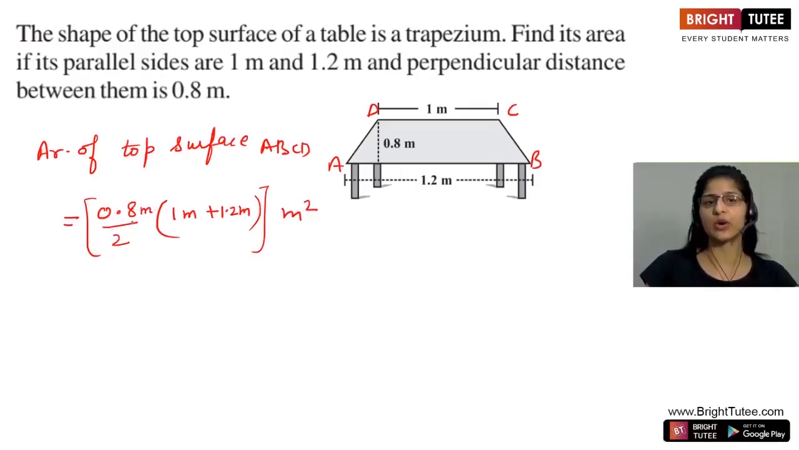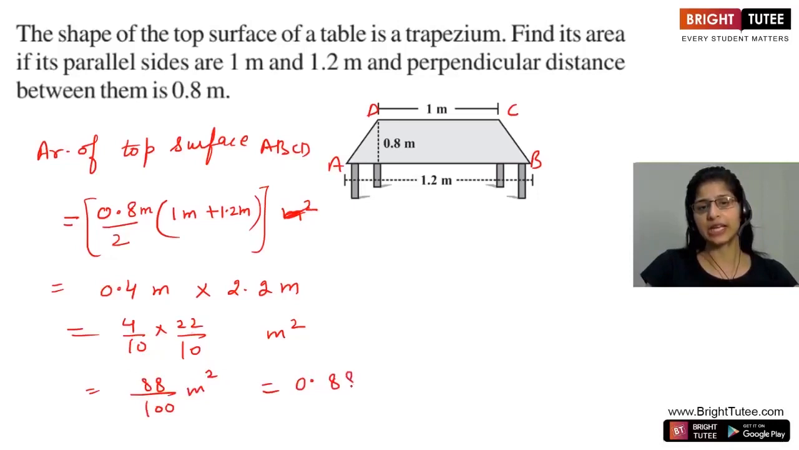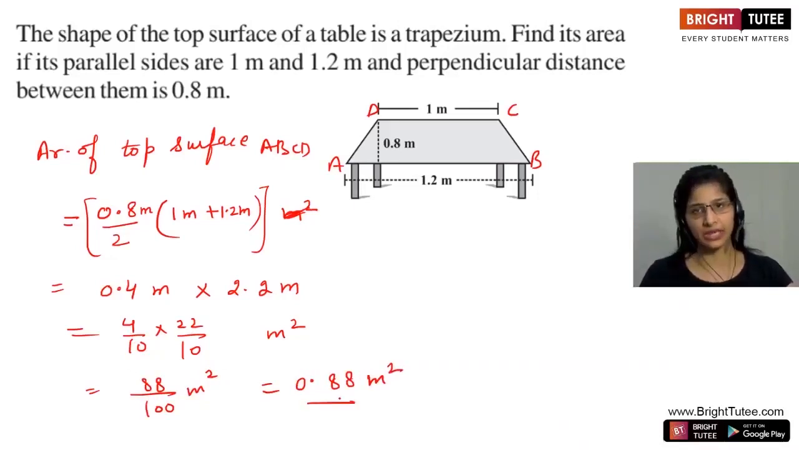Either you write meters inside or you don't write the units inside the brackets, just write square meter at the end. So it will be 0.4 meter into 1.2 plus 1, which is 2.2 meter. Meter into meter is square meter. We get 4 upon 10 into 22 upon 10. 22 into 4: 4 2s are 8, 4 2s are 8, divided by 100 square meter. So 0.88 square meter. This is the area of the top surface of the table.